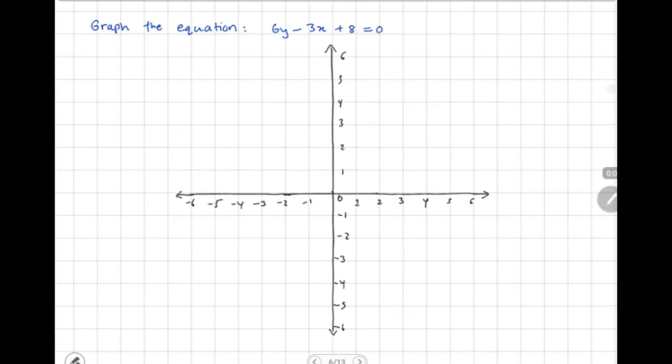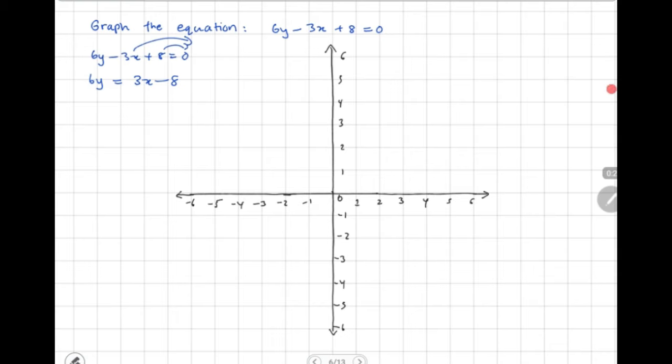Alright, let's take a look at graphing this equation in standard form. I'm going to change the linear equation from standard form into y equals mx plus b, the slope-intercept form. The way I do that is to isolate my y value. So I'm going to move my other two terms to the right side of the equation, and you get 6y equals 3x minus 8.